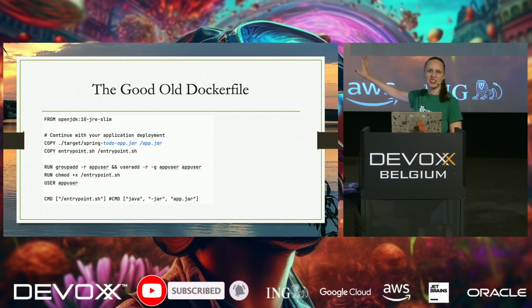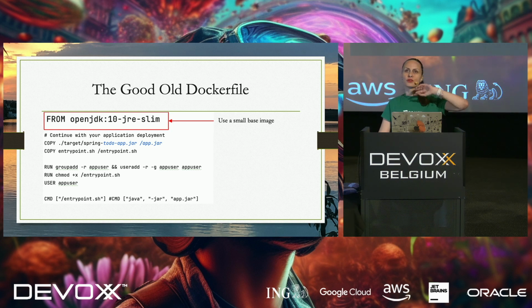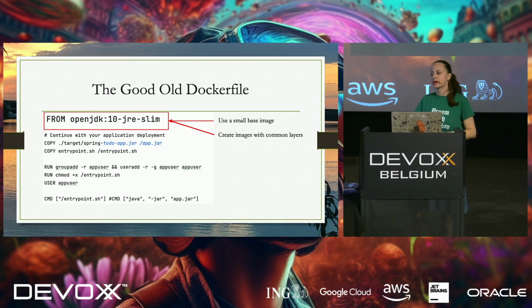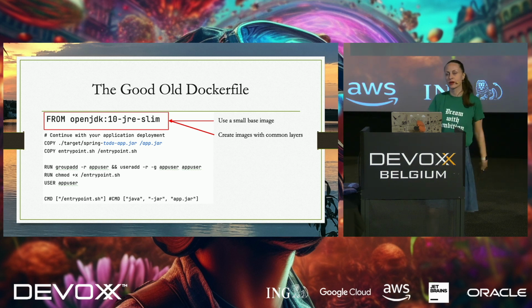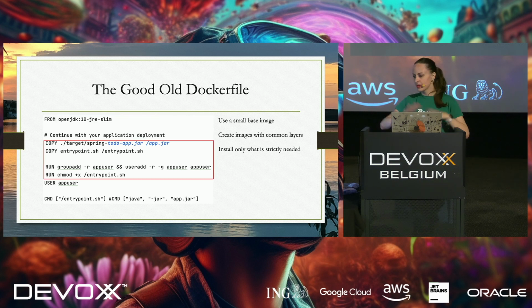Probably you've seen this kind of syntax, right? You're starting with a FROM, and you're like, okay, it has to be the smallest FROM image possible because we don't want to have a big image. We're doing that not just to keep our overall image small, but we also want the ability to create images with common layers. So we usually stick to the same FROM in our images for that. And later on, we just copy what our application needs.